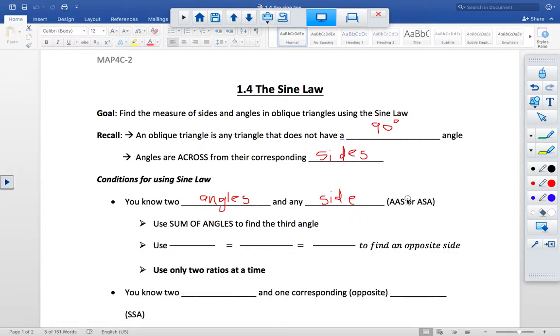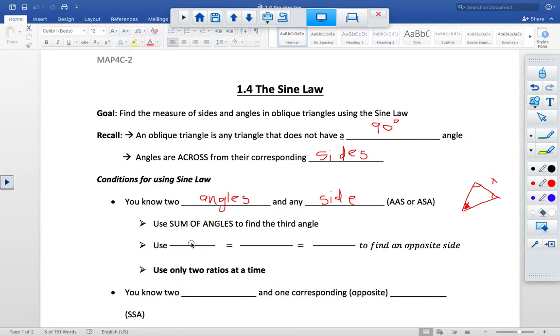Now, with the first one, angle, angle, side, let's say you have this triangle right here, and they give you this angle and this angle, and let's say this side. In order to use sine law, you must have the opposite angle. So you must have this angle right here. But to find this angle, you have to use the sum of angles, 180 minus these, to find the third one. Because again, in sine law, you must have an angle and its opposite side. We'll look at examples like that.